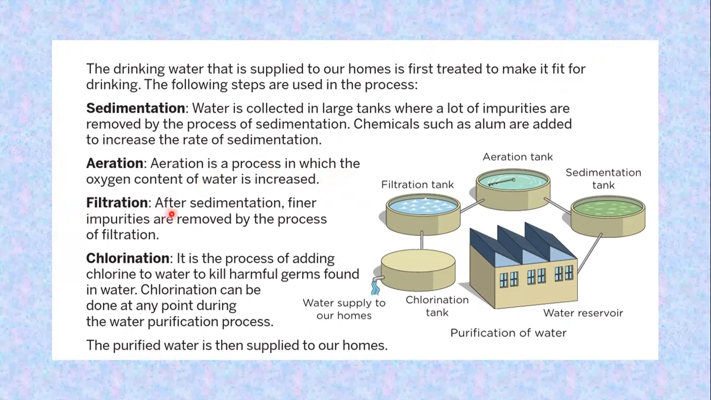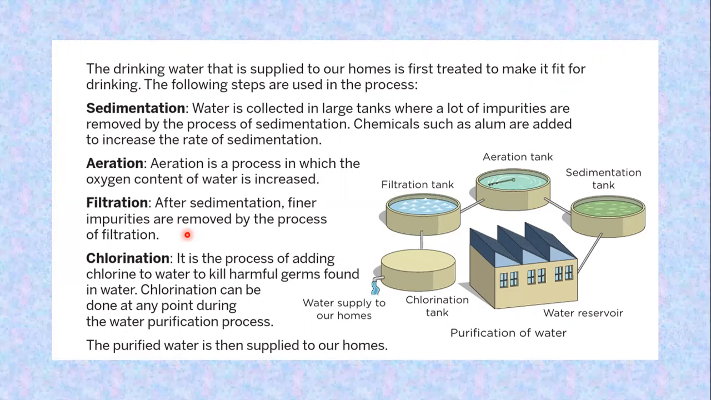After that, there is a filtration process. After sedimentation, finer impurities are removed by the process of filtration. Now here the filtration is not done by filter paper. The filtration is done by sand beds, sand and gravel beds. Right? They will make layers of gravel and sand in a tank, and then through that they let the water pass through slowly. So what happens, the impurities get trapped in the spaces between the sand and gravel particles and clean water separates out. Once the clean water goes to a third tank, maybe a fourth tank, right?